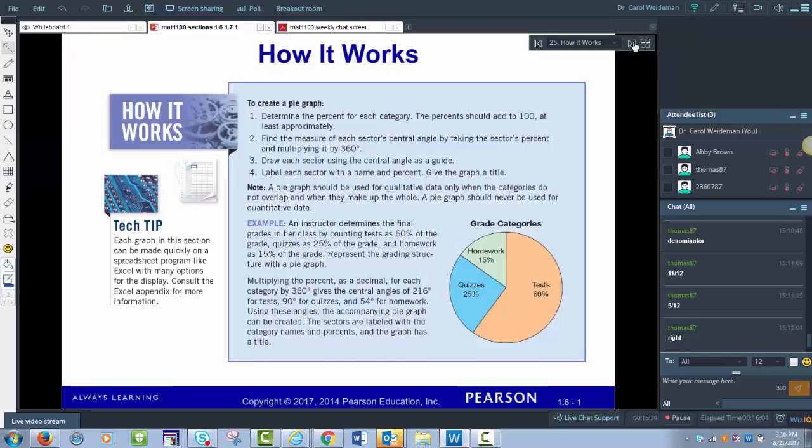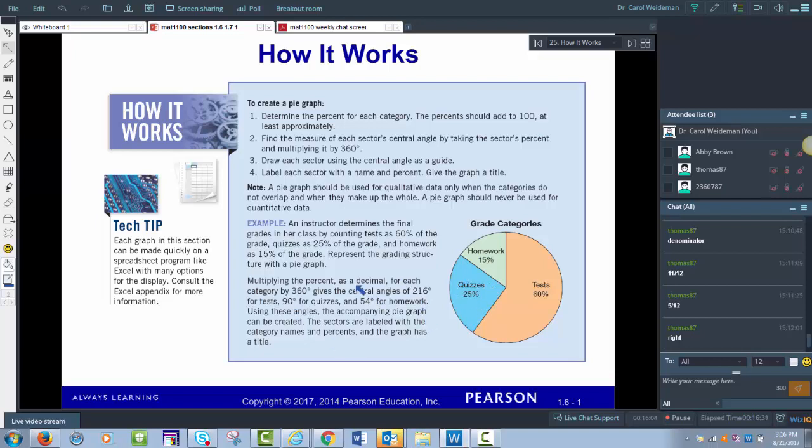Now, your book goes through great detail about how to create a pie chart. Honestly, most people today would use something like Excel. They wouldn't do a pie chart by hand. But basically what a pie chart does is take the circle and divide it up to show relative sizes of categories. So for instance, this is how the teacher determines the final grade in her class. The tests are 60%, the homework is 15%, and the quizzes are 25%.